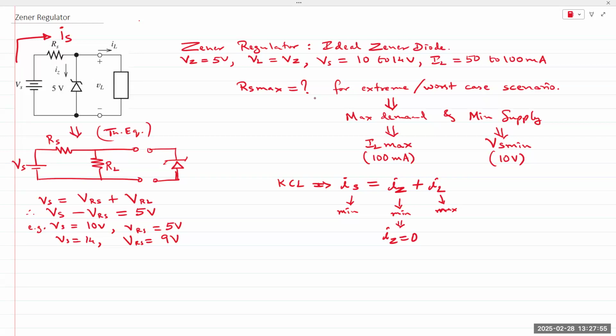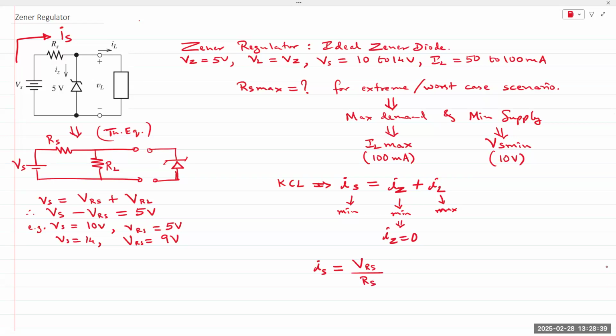Right. Okay, so IZ is 0, IS is minimum, IL is maximum. We know the value for IL max, we know IZ is 0, so we can reduce this expression and express it in the form for supply voltage. Now, IS is the current coming from the supply. It's also the current that's going through RS. So if we wished, we could express IS using Ohm's law. Voltage across RS divided by RS.